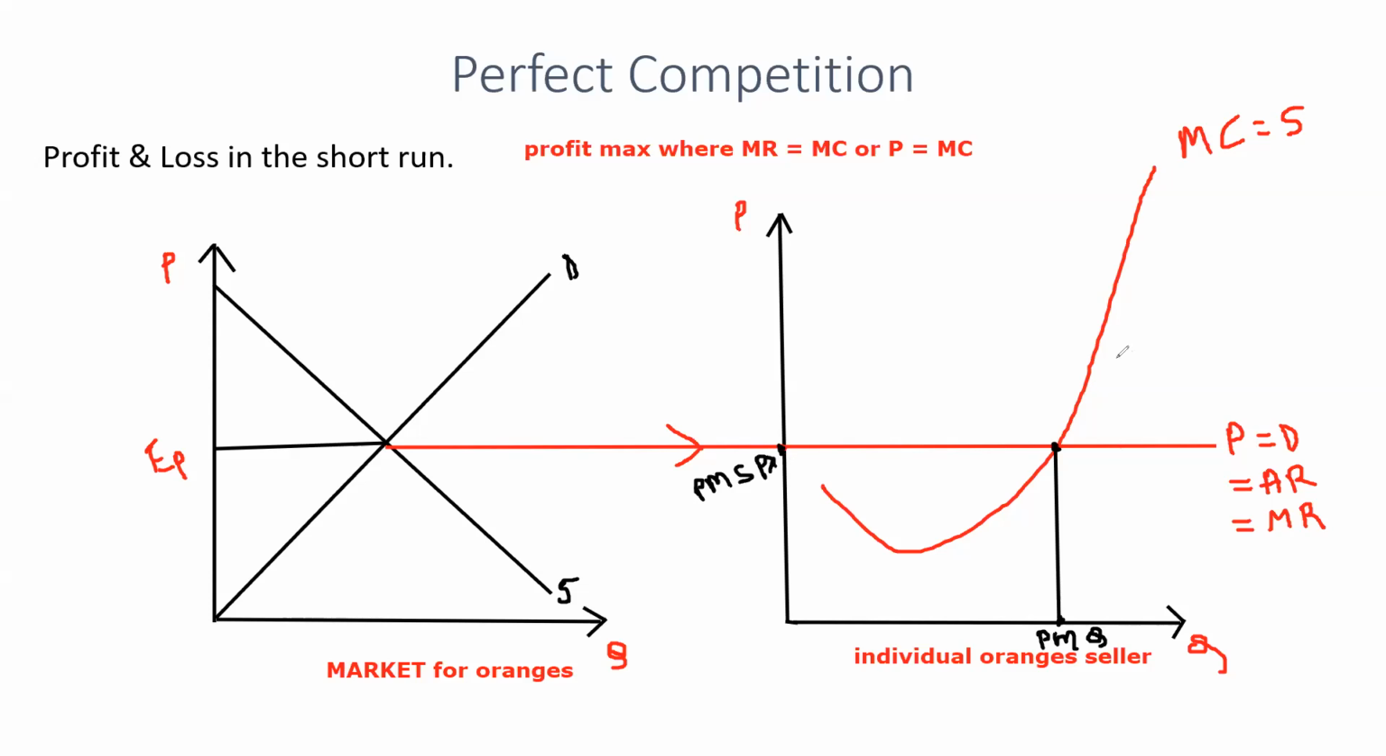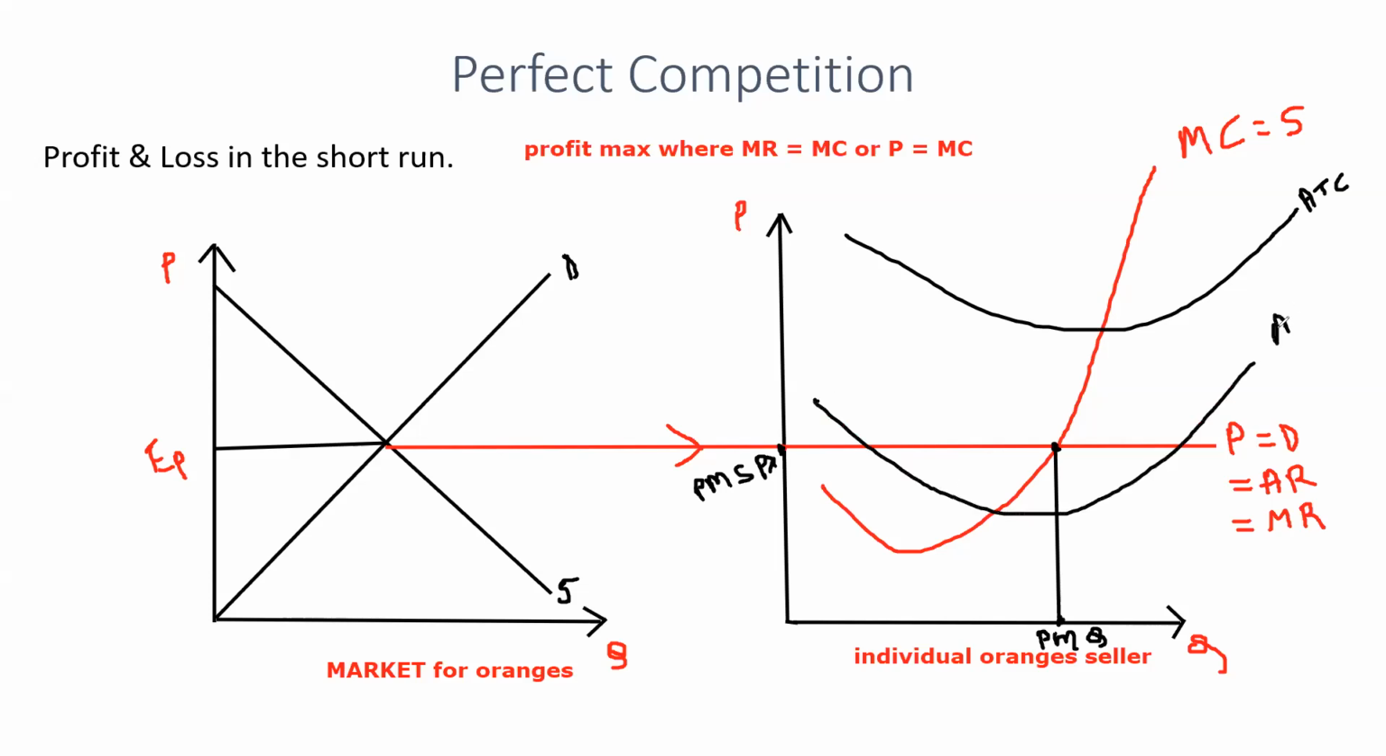Okay? Next, we don't know if this firm is making a profit or loss yet, unless we draw the ATC curve. So this is the ATC curve. It could either be above over here, or it could be passing below as well. So I'm showing you two examples on the same diagram. ATC1, ATC2, two different scenarios, okay?